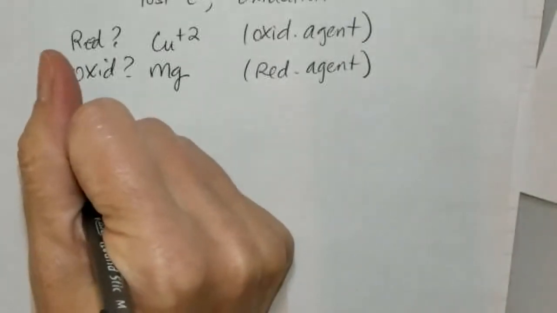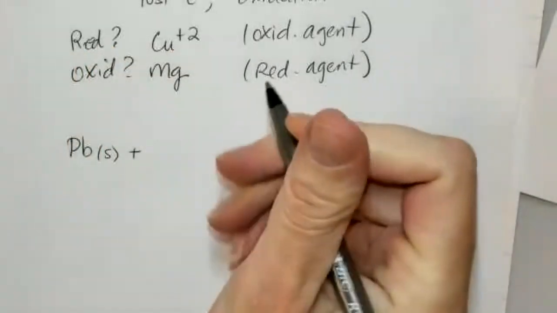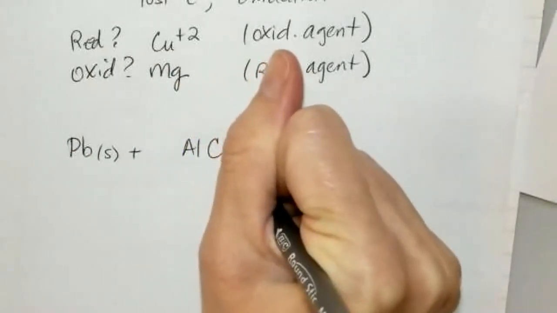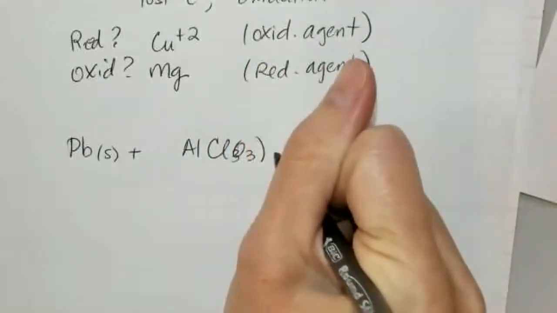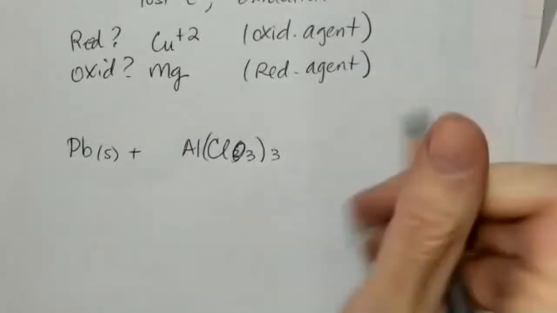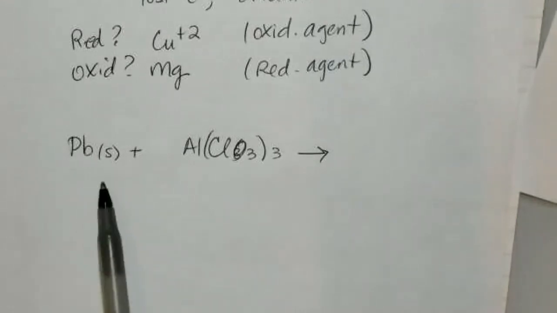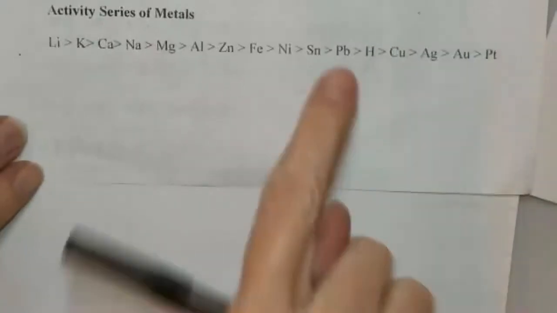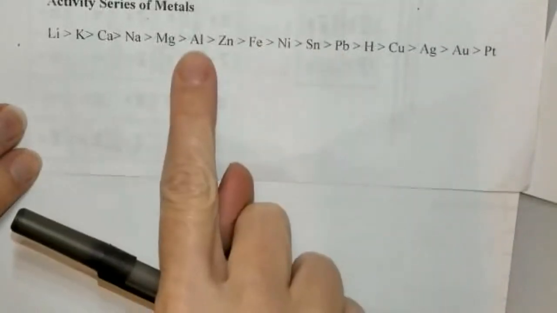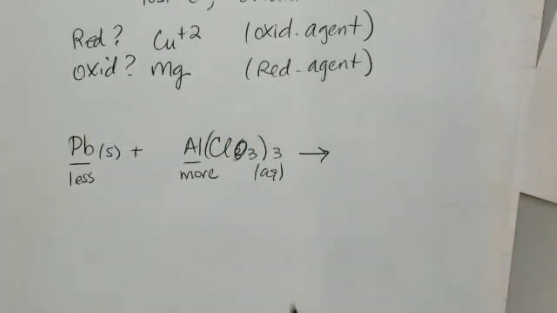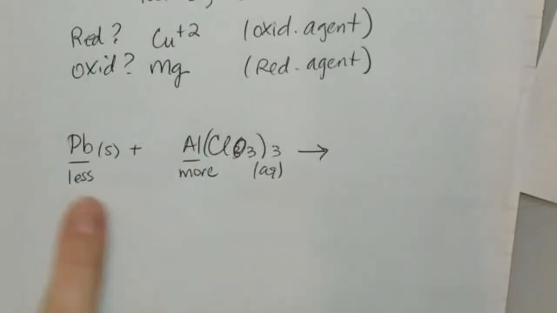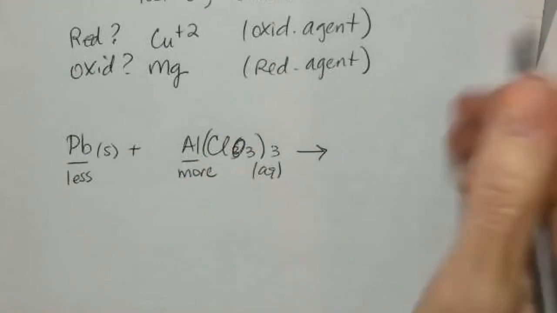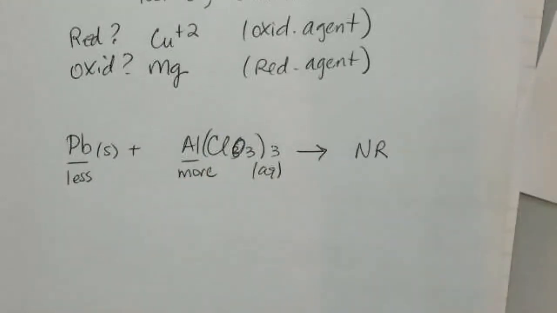So if I change this, how about if we take lead solid and put it into a solution of aluminum chloride? Well, no, chloride's not. Let's do chlorate, because otherwise we're going to start a different discussion. So I've got lead solid and aluminum chlorate solution. When I look at my series now, here's my lead, here's the aluminum. Aluminum is more active. The lead is less active. The less active prefers to be alone. The more active prefers to be in the compound. Since that is how these already appear, we're going to say no reaction.